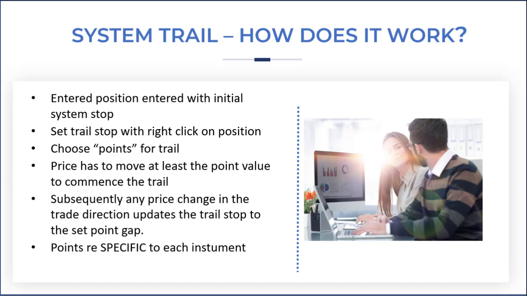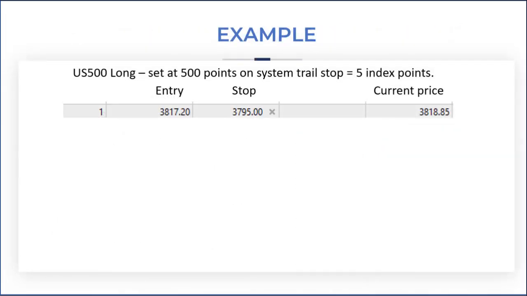Now, a key point is that the number of points that you set as your system trail are specific to each instrument that you trail. So each instrument has a different way of looking at this. So let's show you an example. Let's say we set a 500 point stop as a system trail, which equals 5 index points.